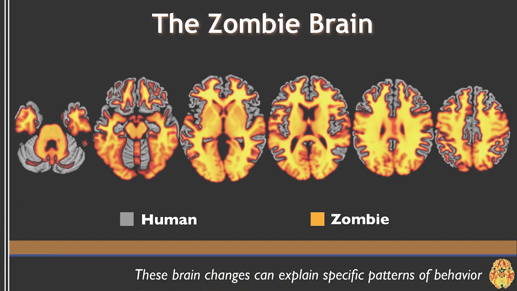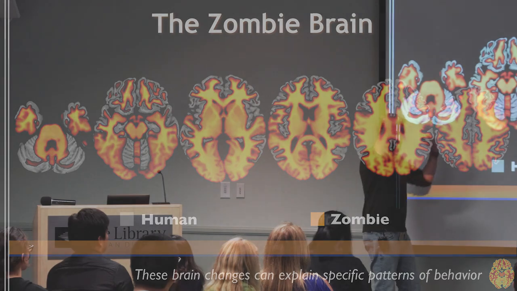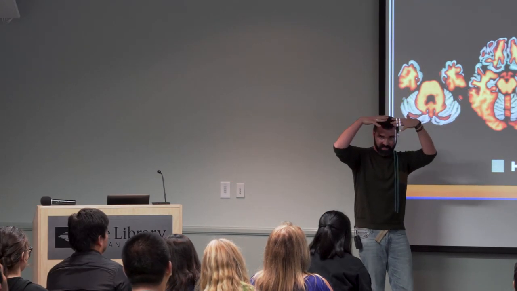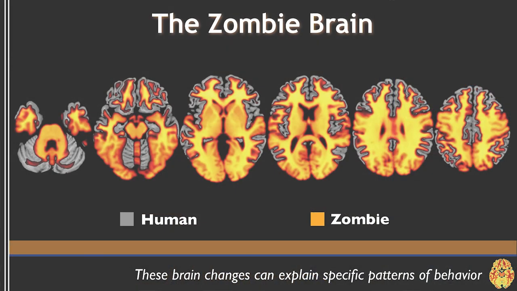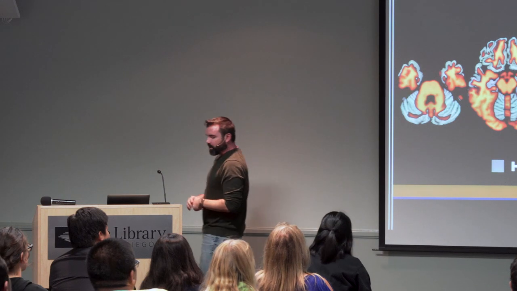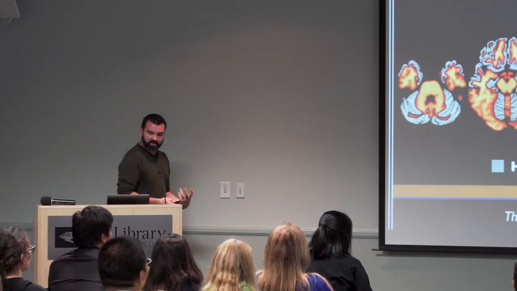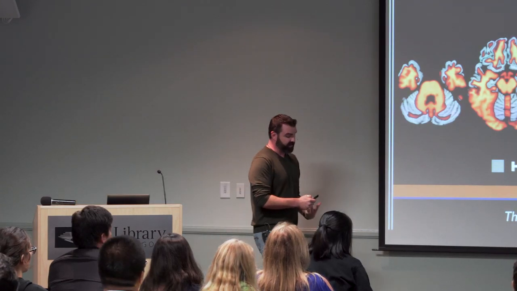This is another way of looking at it. These are called coronal slices. It's like if I shaved off the top of my head here and just took pictures. In the gray behind is what we think the human brain looks like. In orange here, overlaid on top, is what we think the zombie brain would look like. And you can see, we make the argument that there are certain brain areas that are atrophied. So we argue that these brain changes can explain specific patterns of behavior.